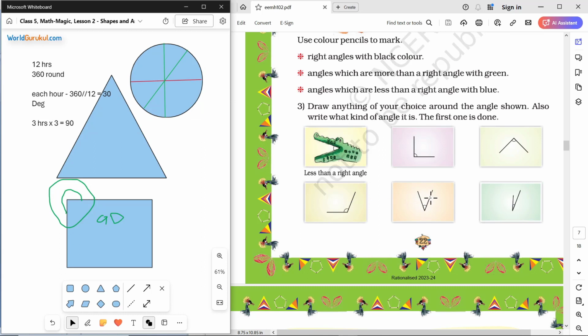And this one looks like a V. In the clock, 11:05 looks like this. This is a V shape and definitely less than 90. And this is also less than 90 degrees. So they're not right angles.